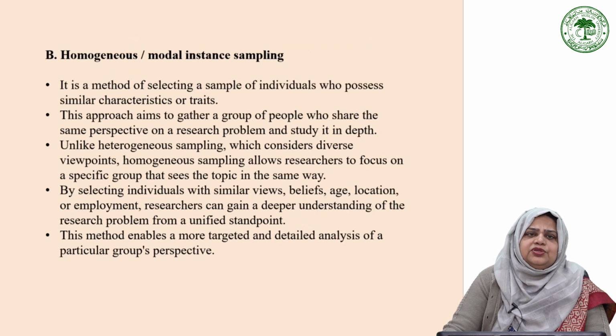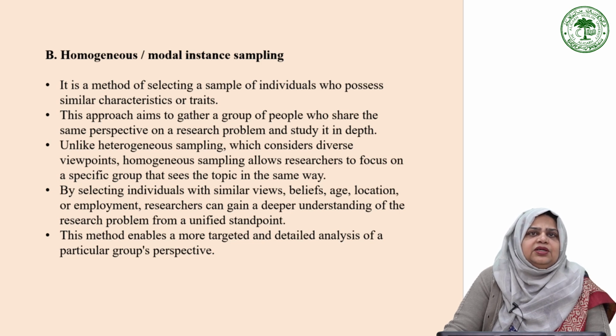Next category is homogeneous or modal instance sampling. It is a method of gathering a sample of individuals who have similar or identical traits. That is why it is termed as homogeneous. Instead of seeking out a diverse group of people, homogeneous sampling aims to collect a sample of individuals who share the same views, beliefs, age, location, or employment. By selecting individuals with these specific traits, researchers can focus on a particular research problem and conduct a more detailed analysis.